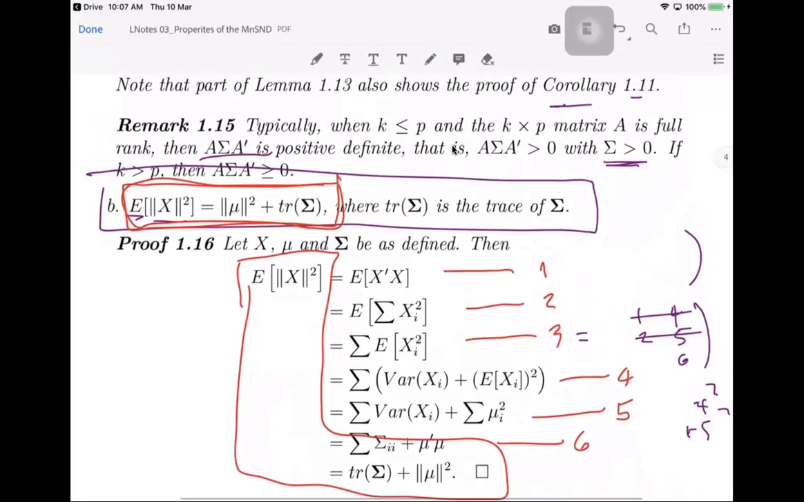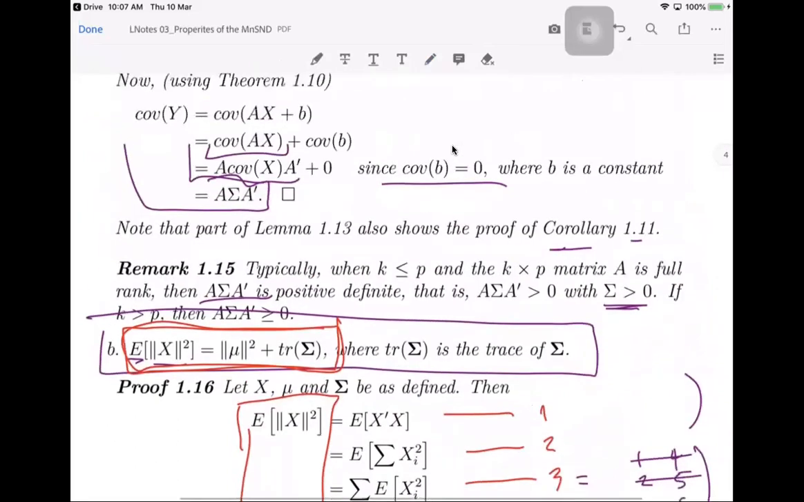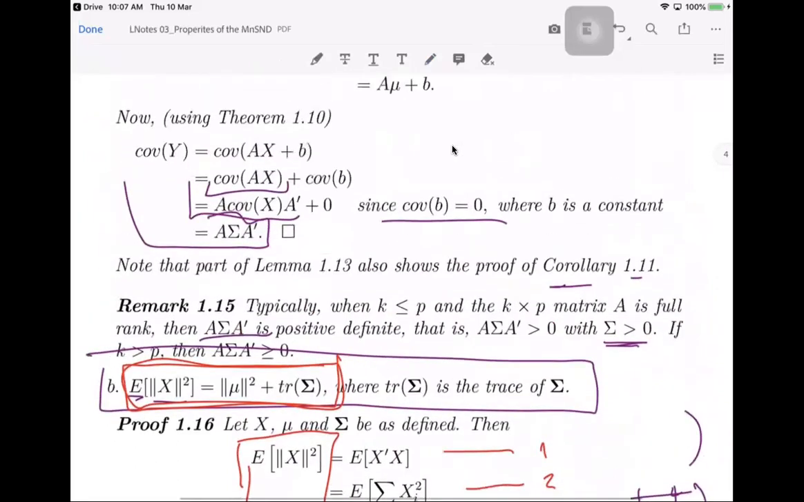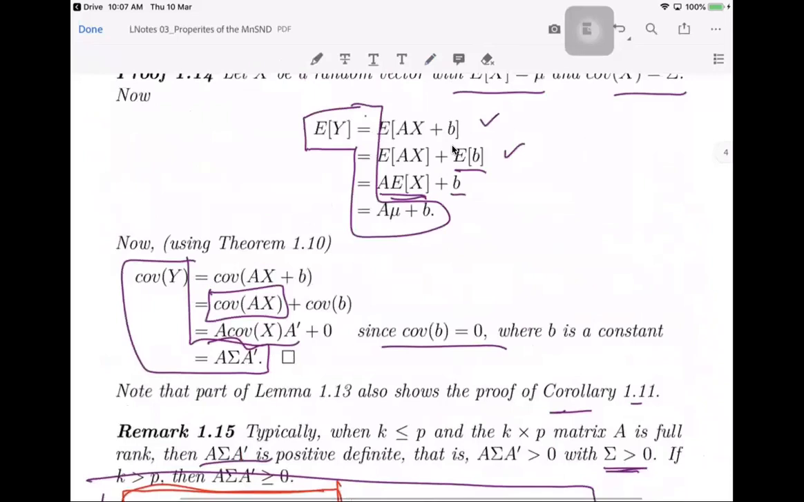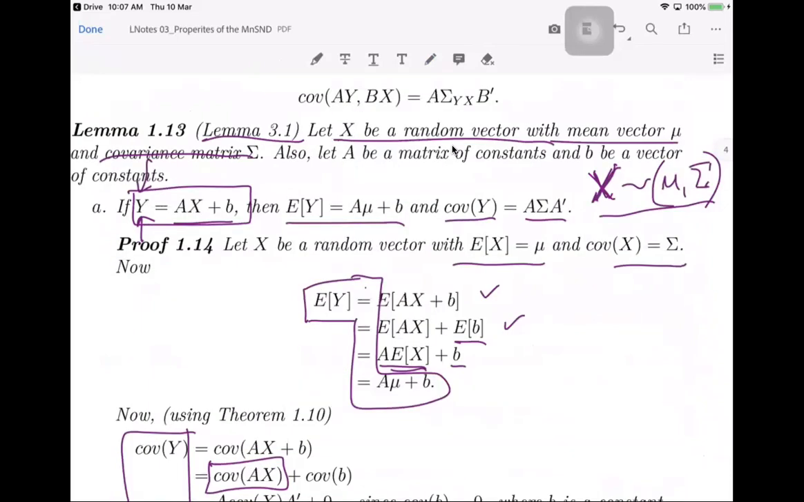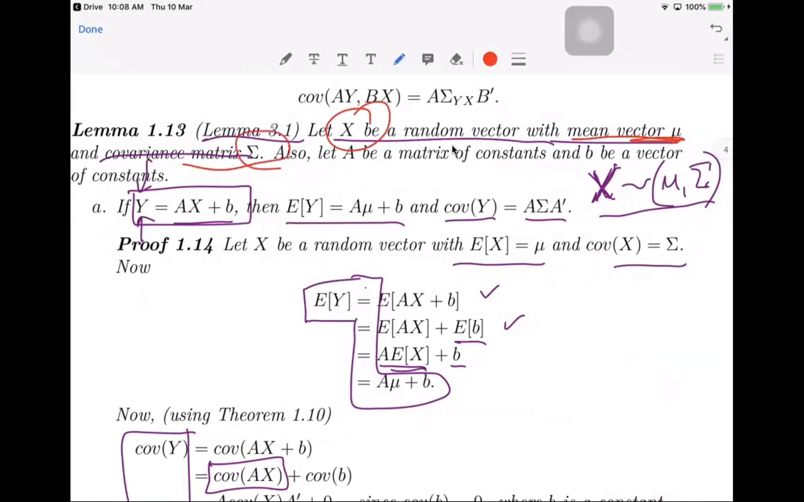X is a random vector. There's no specific dimension, as long as when you do vector and matrix multiplication, it's conformable. X is assumed to have a mean vector mu and a covariance matrix sigma. So any operation or transformation here should be conformable.